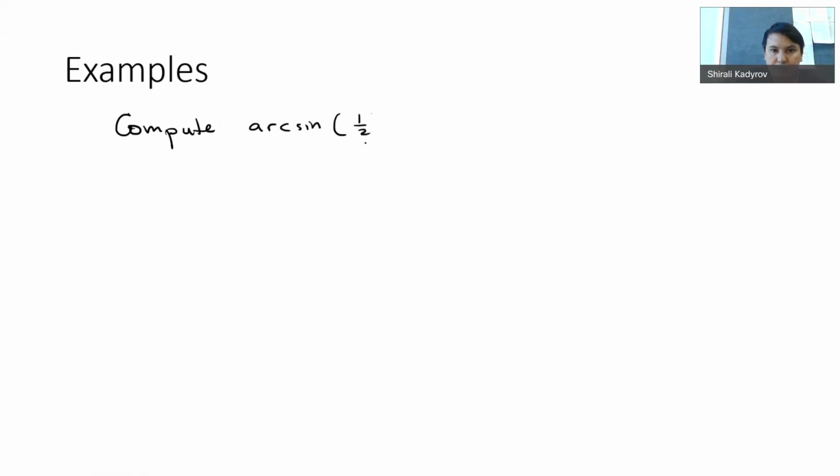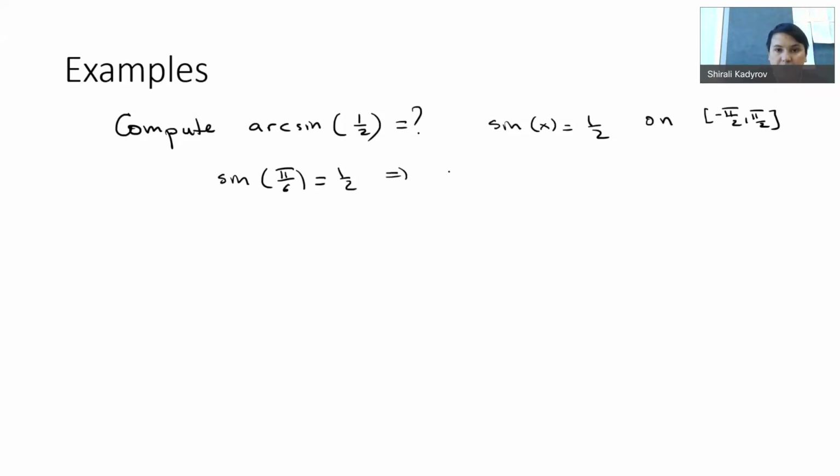Let's say that I want to compute arc sine of 1 over 2. What is this? Well, we need to look at for which x I have 1 over 2. But what was my domain for arc sine, if you remember? It is minus pi half to pi half. In this domain, I need to look at x that gives me 1 half. Well, it's the 30 degree. We know that sine of 30 degrees, which is pi over 6, is equal to 1 over 2. So this means my arc sine of 1 half is pi over 6.